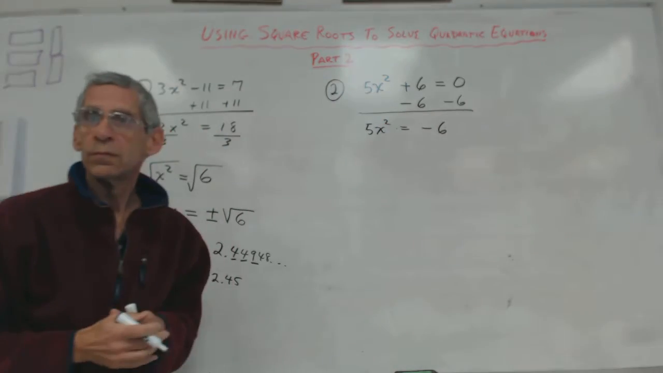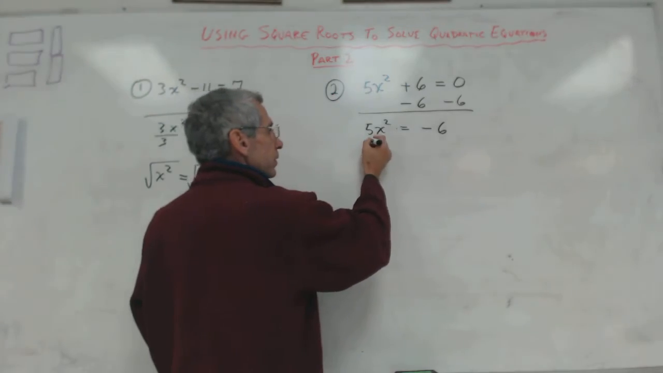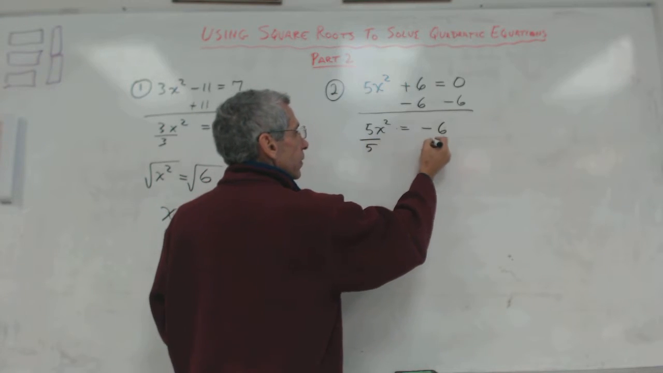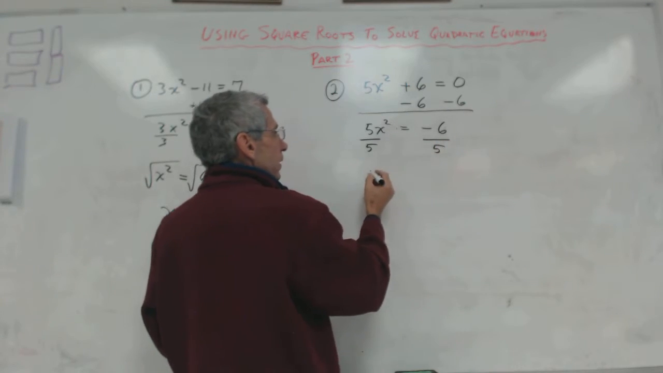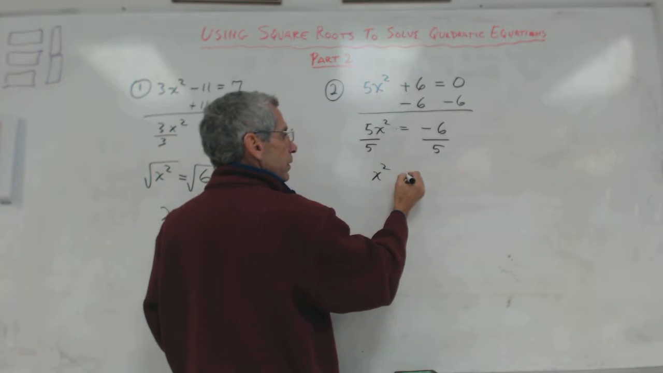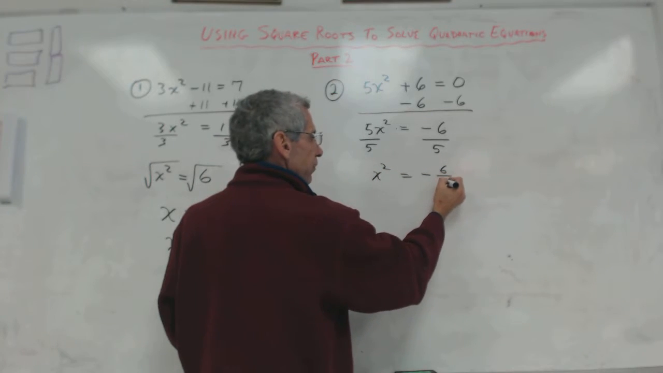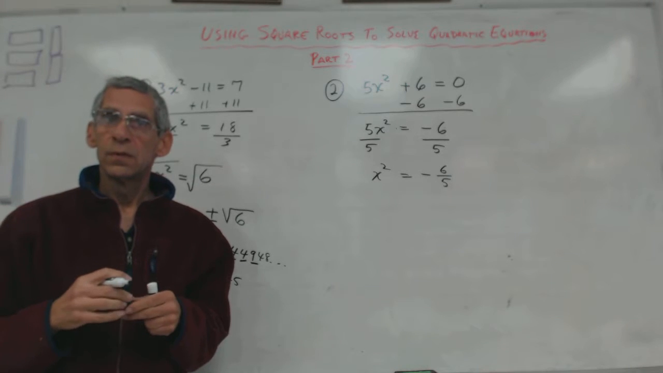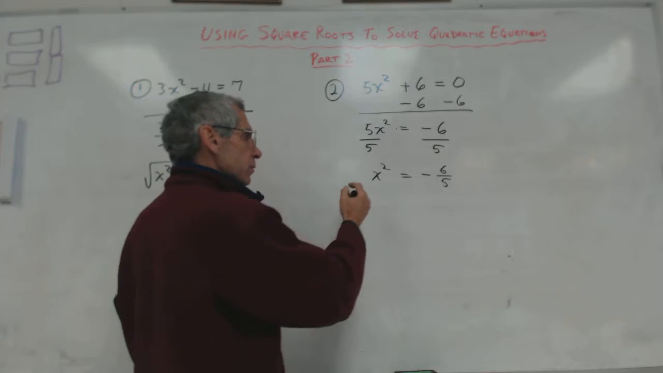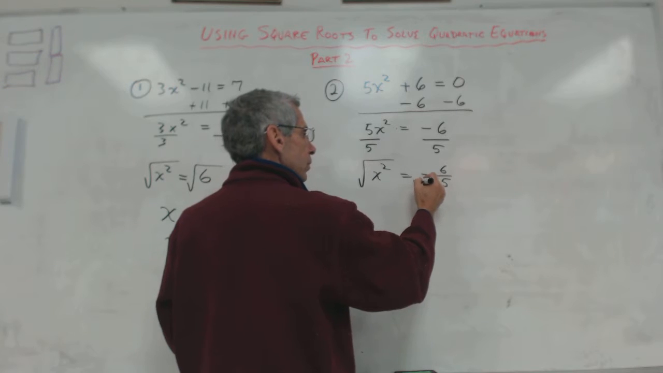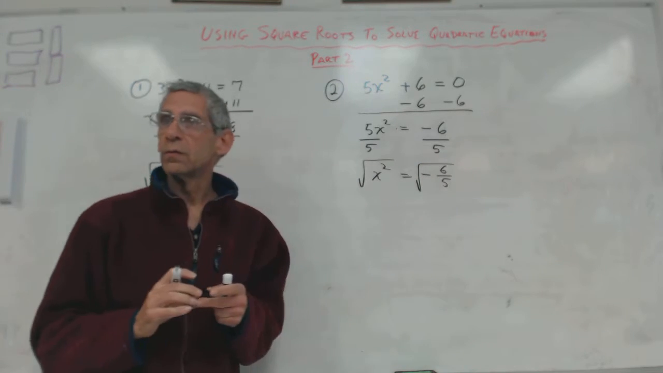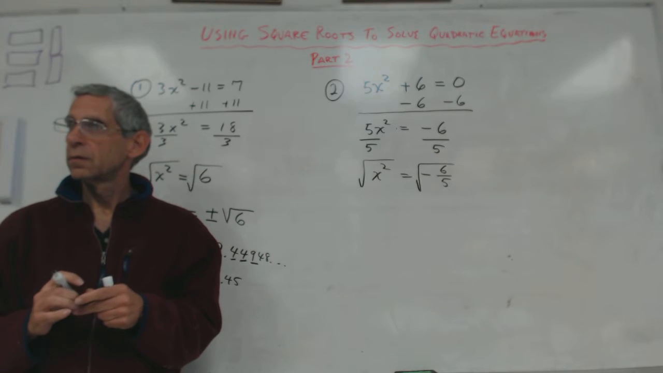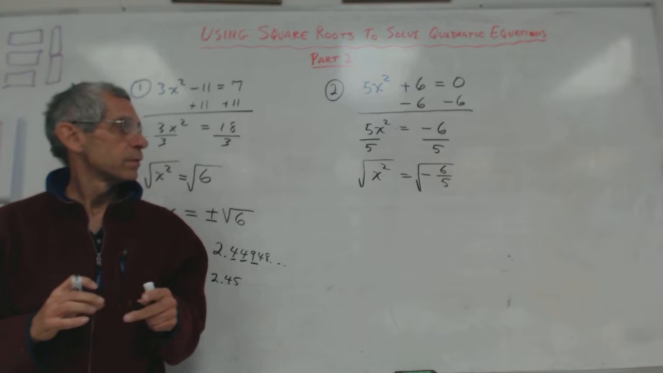Now what would I do? Divide by 5, right? Divide by 5, divide by 5, and I've got x squared is equal to negative 6/5. All right, now what do I do? Square root. All right, we can do that. Square root. Now what do I do? Now you have to. X is approximately.